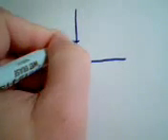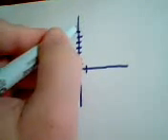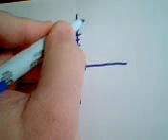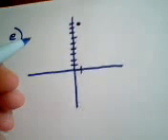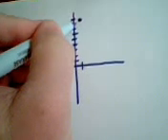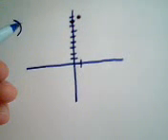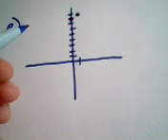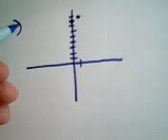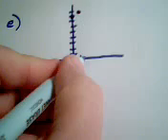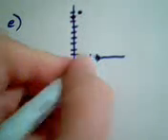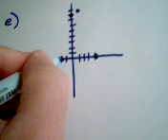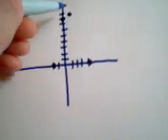1, 2, 3, 4, 5, 6, 7, 8, 9. So my vertex is located right there in quadrant 1. That's my turning point. My y-intercept is the ordered pair 0, 8. So that's there on the y-axis, of course. And we have 2 zeros. The zeros of the function, 1, 2, 3, 4, is a place where the graph crosses the x-axis. That's a 0 of the function. And also at -2.